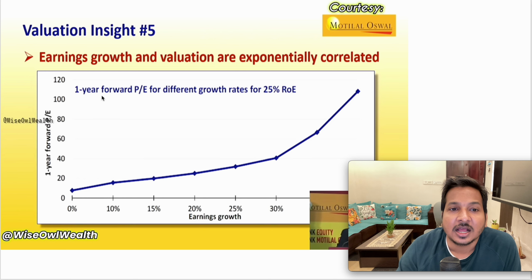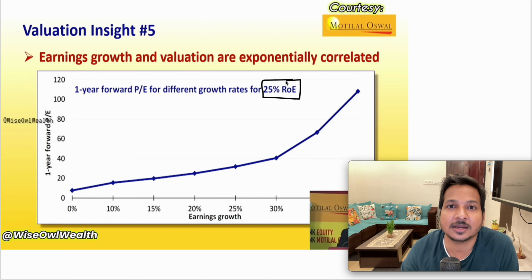Next slide. Next, fifth learning. Earning growth and valuation are exponentially correlated. Suppose you are taking a company with 25% ROE, and I have seen that the company is maintaining it. Then if growth increases to 30, 40%, the value addition will be exponential. It will increase like anything. So the first criterion is ROE of 25%, 30%, 20%, then earning growth should come. That is our main aim and we should look for such companies.